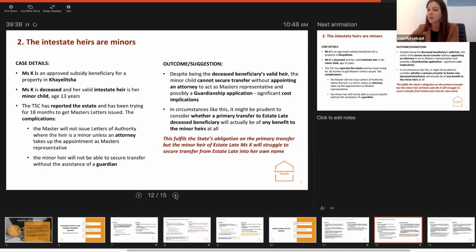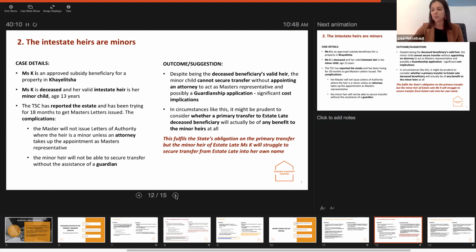So if that biological father cannot be found, or is not willing to cooperate, or doesn't even know that he has a child, you would need to actually bring a guardianship application. It's a high court application, so it's not a cheap process. And again, if the TSC was not accessible to the client or something like the TSC, they would have to go to an attorney. They would have to pay the costs of a guardianship application, which is not an insignificant cost.